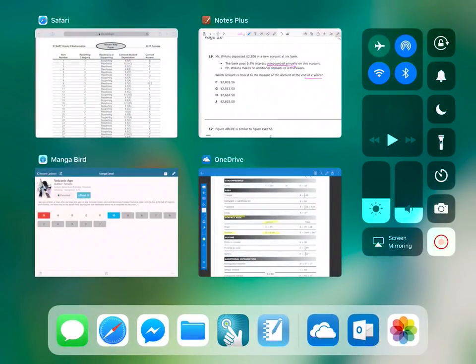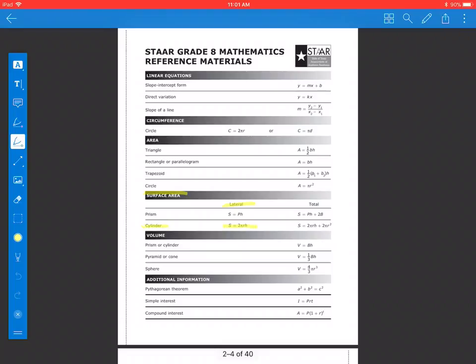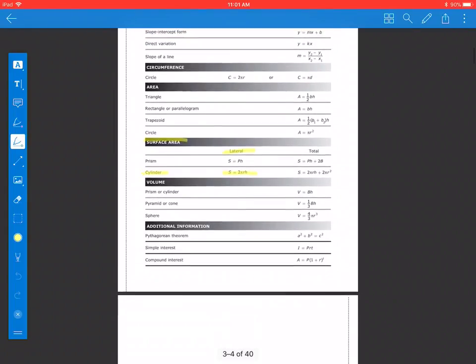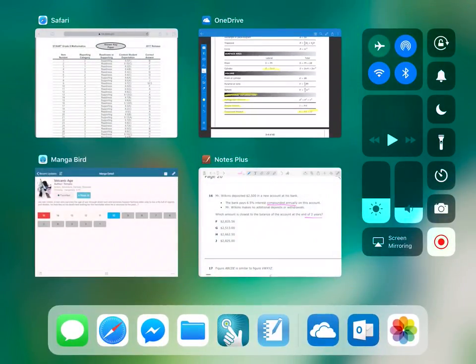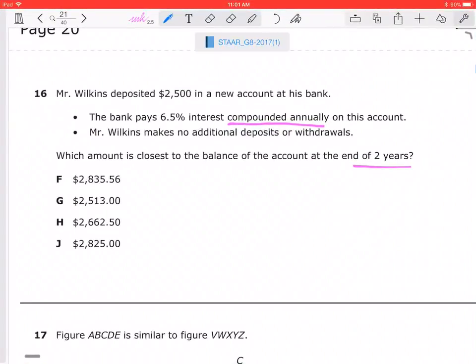So we're going to go back to our STAAR reference guide, and we're going to look under additional information. Under additional information, I have the Pythagorean theorem, simple interest, and compound interest. Compound interest is A equals P times (1 plus R) to the T.